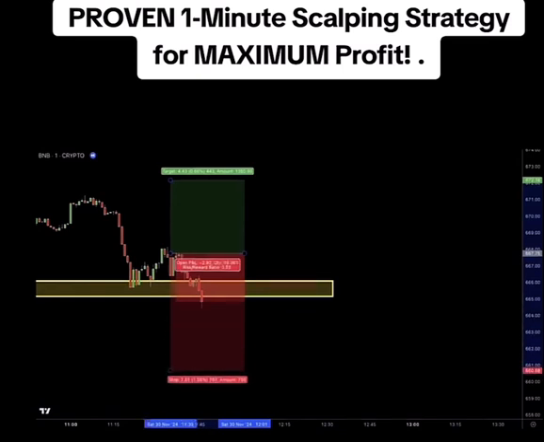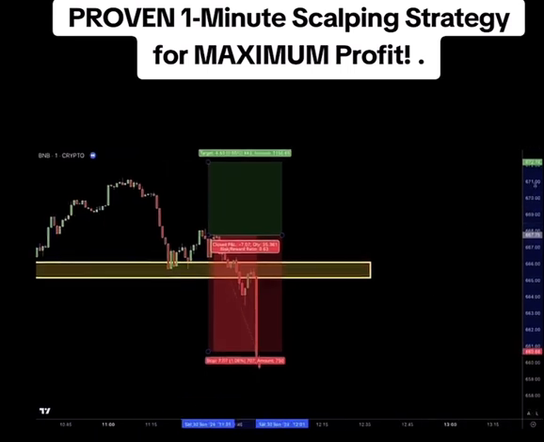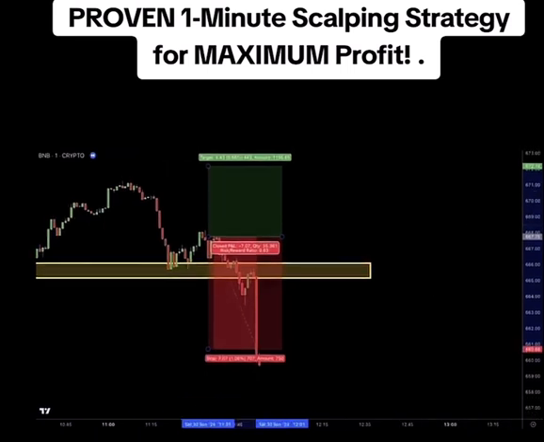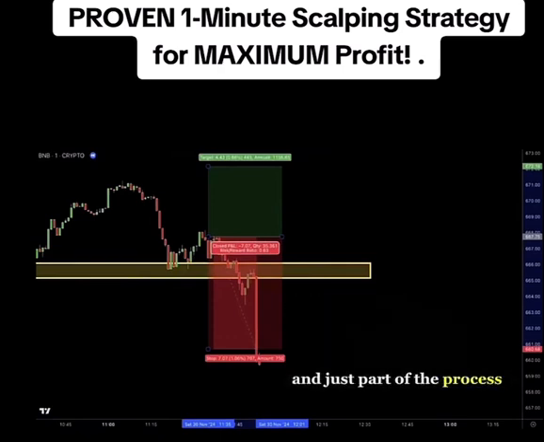The market continues moving against you, and you move the stop again. Eventually, the market wipes out a significant portion of your account, all because you couldn't let go. If you had simply followed your plan, the loss would have been small, manageable, and just part of the process. You'd have been ready for the next trade with a clear mind.